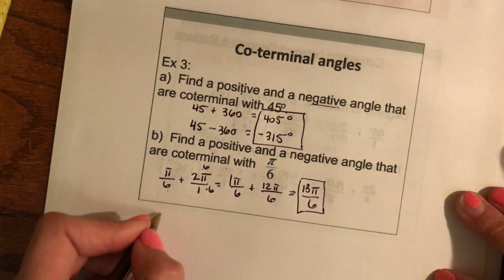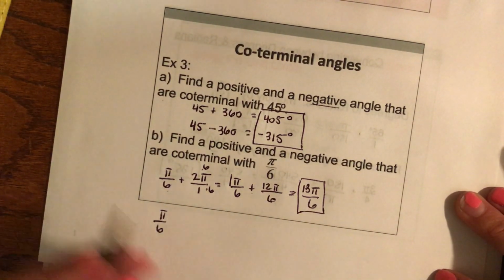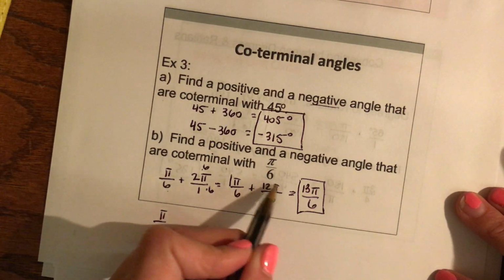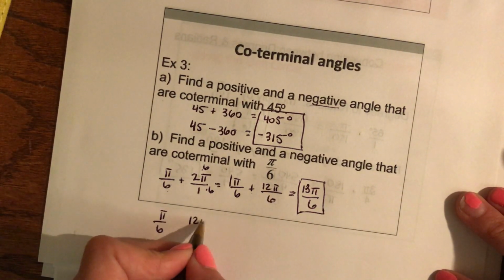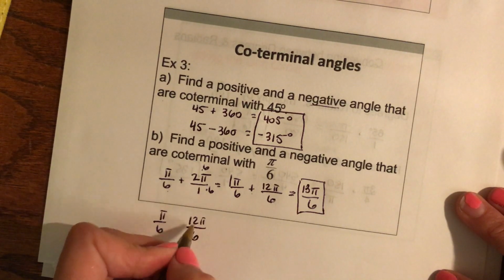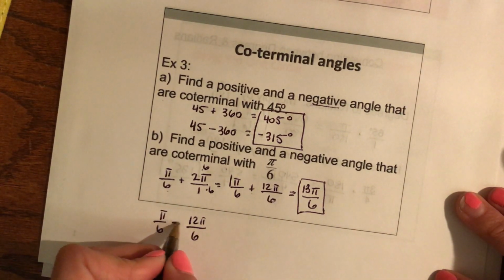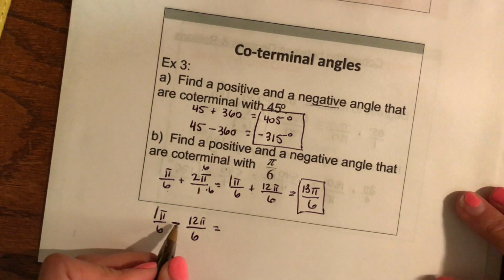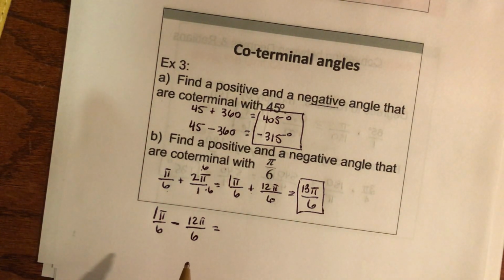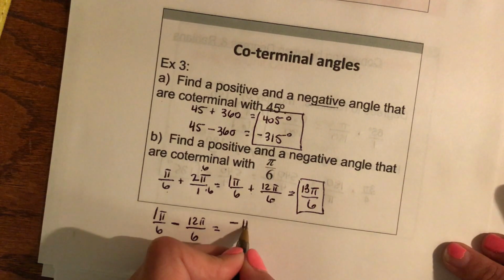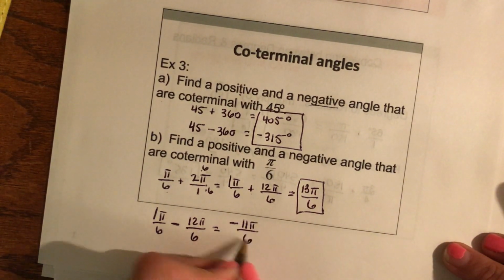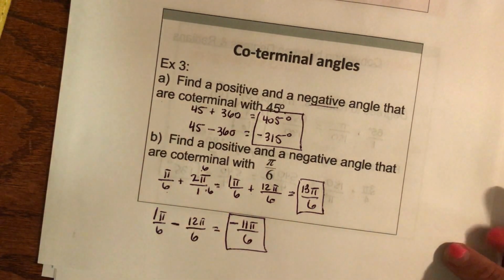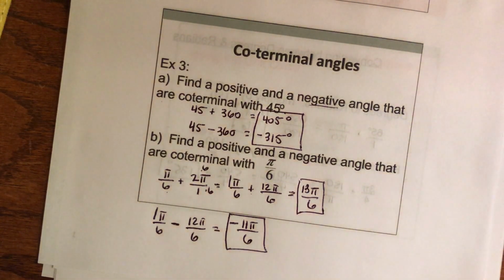We're going to do the same thing, except we're going to subtract from pi over 6. Now since we already got our common denominator, I'm just going to use the 12 pi over 6. But again, that's just 2 pi, right? Except now instead of adding, we're going to subtract. And again, this is 1 pi. So 1 minus 12 gives us a negative 11 pi over 6. And there are 2 coterminal angles.